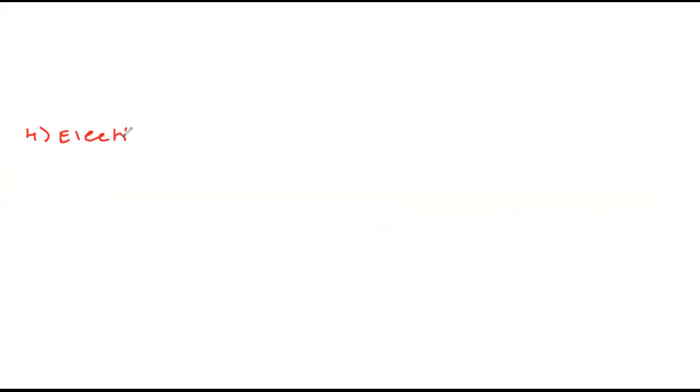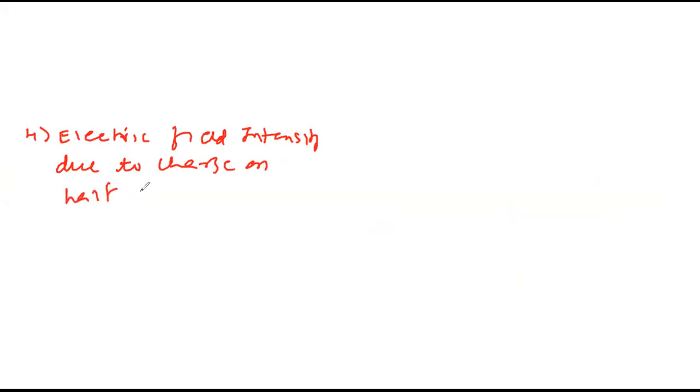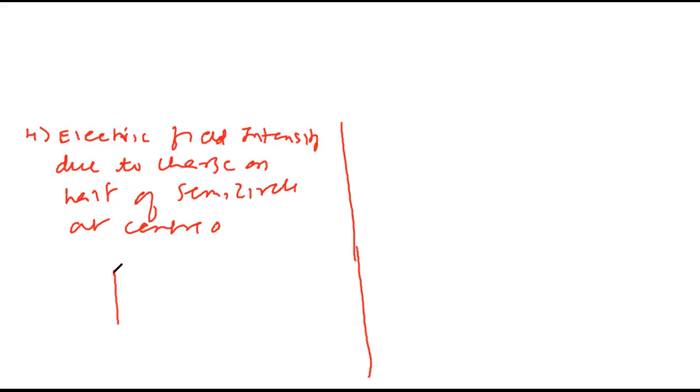Electric field intensity due to charge on half of semicircle or quarter of circle. Half of semicircle at center O. So this is half of semicircle at center O. We want what is intensity.